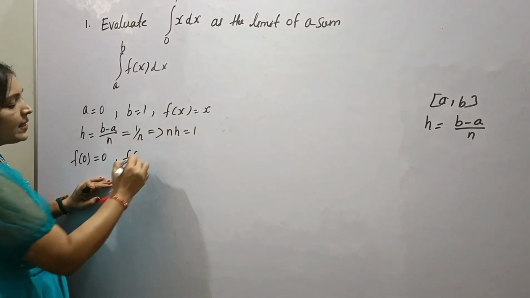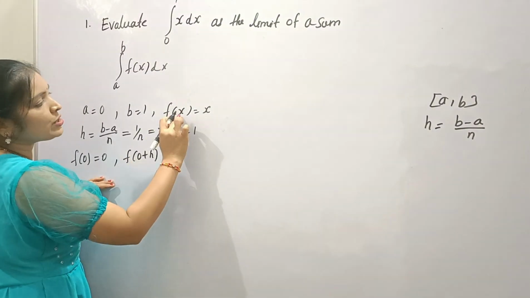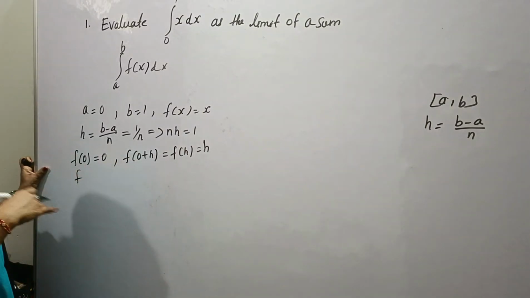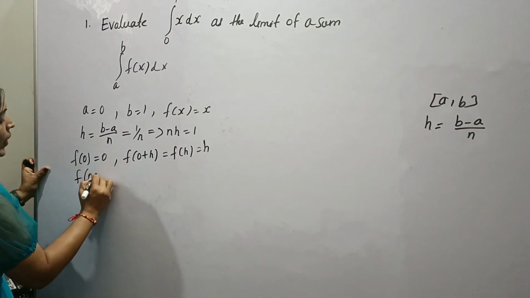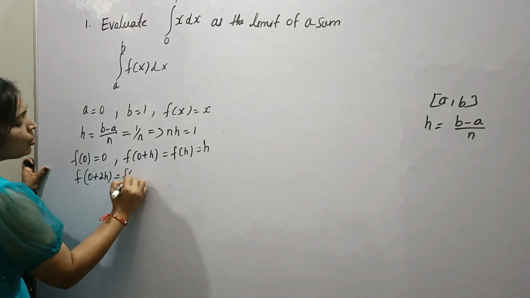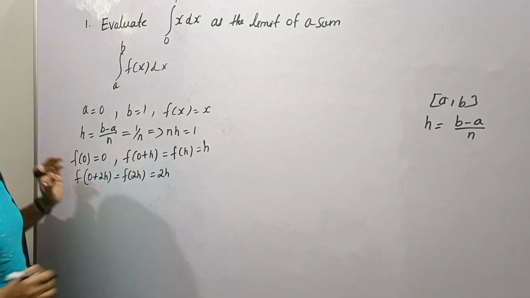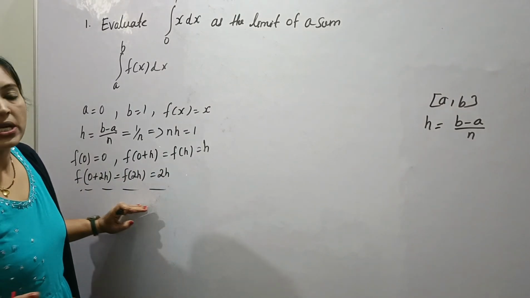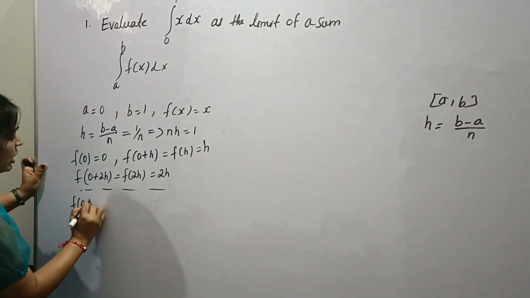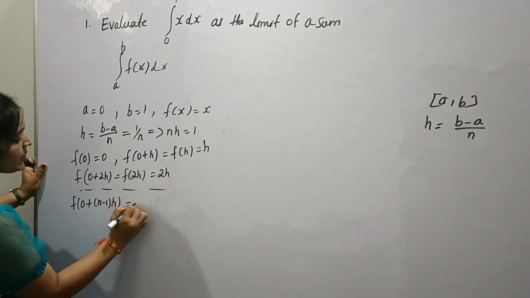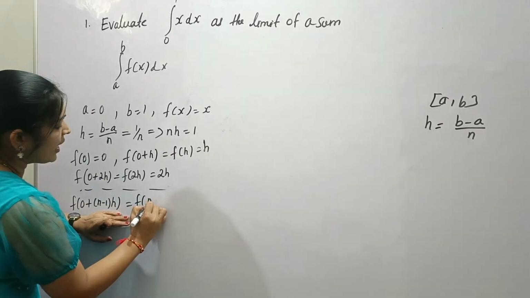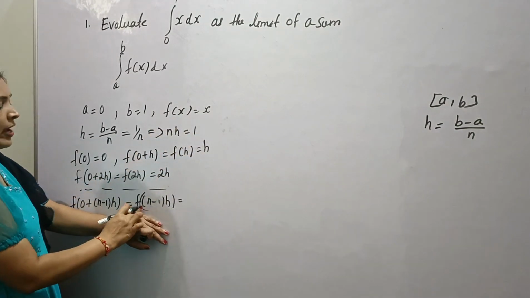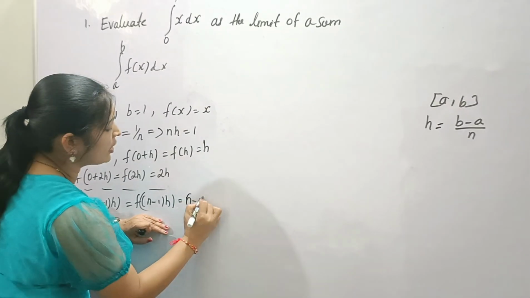Next, f of a plus h, that is 0 plus h, that is f of h, that is equal to h. Now next is f of a plus 2h, that is 0 plus 2h, that is f of 2h, that is equal to 2h. Etc. What is the last term? F of a plus n minus 1 into h. Here a is 0, therefore f of 0 plus n minus 1 into h, that is f of n minus 1 into h. Since f of x is equal to x, f of n minus 1 into h is n minus 1 into h.